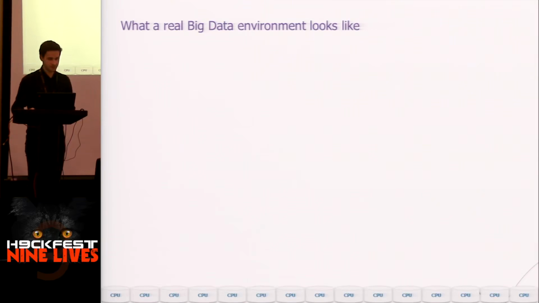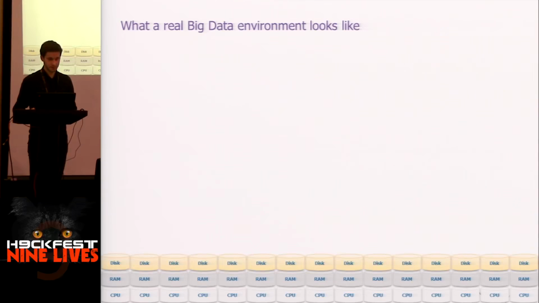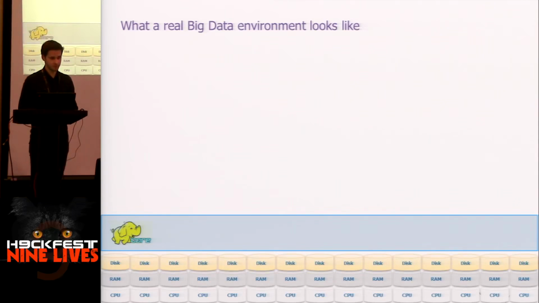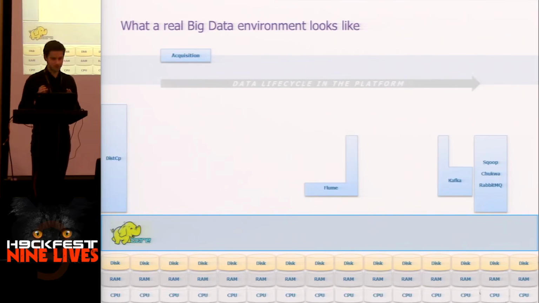In real life, what does a big data environment look like? You have a lot of CPU, RAM, disk. On top of it, you put the Hadoop core framework to support the data lifecycle in the platform. In the lifecycle, you have different phases. That's nothing new. First, the acquisition. Here you will see a lot of modules; 90% of these modules are open source and free and come from the Apache Foundation.